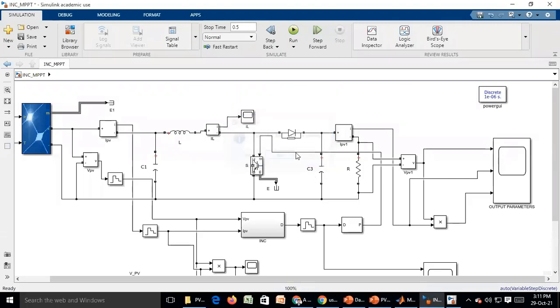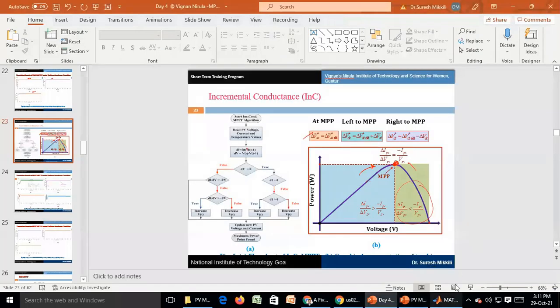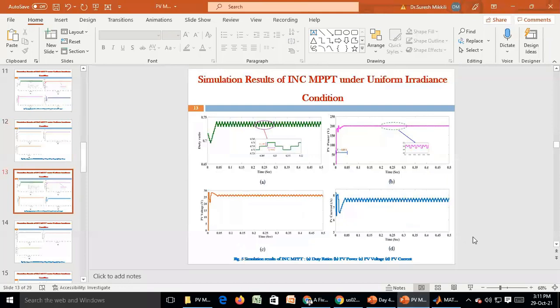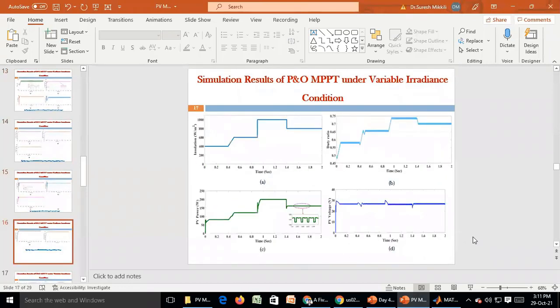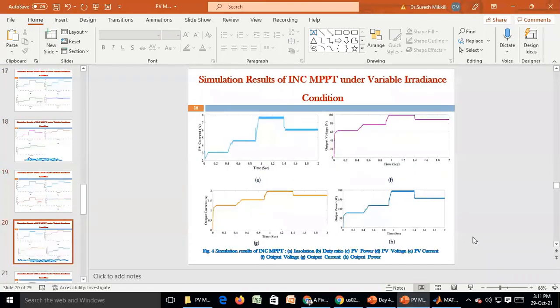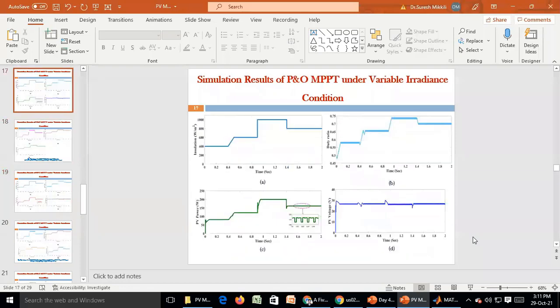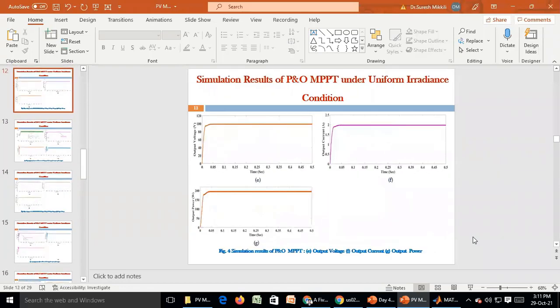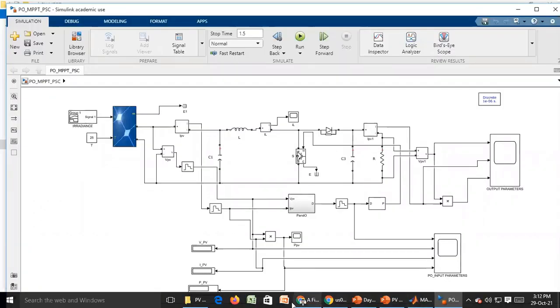Okay. So before going to fuzzy, we will move to non-uniform conditions, how it is working. Then we will come back to fuzzy. Variable irradiance condition we will see. Earlier, with the P&O, the irradiance was 1000 watt per meter square we had taken. Now, this is an extension of the day before yesterday.